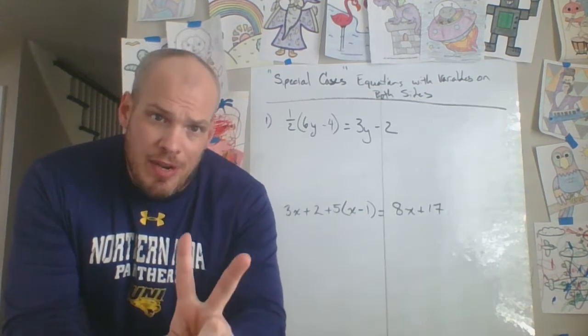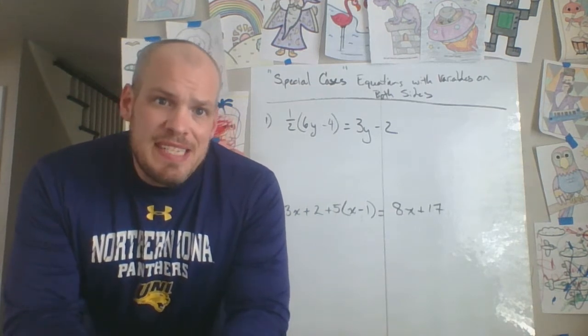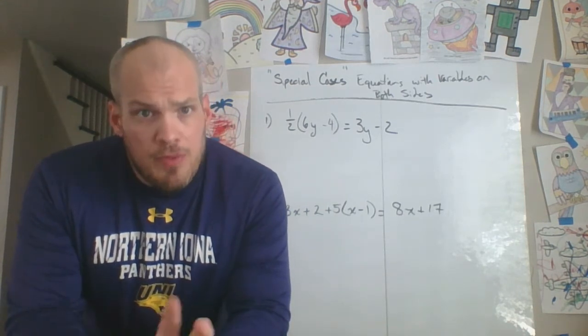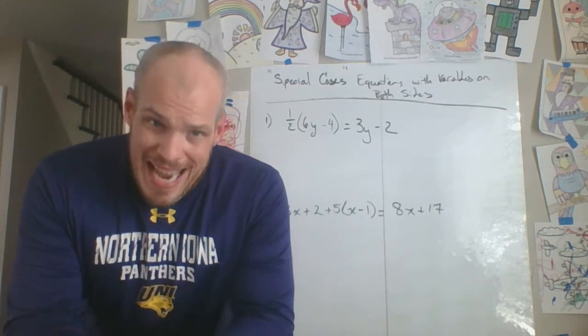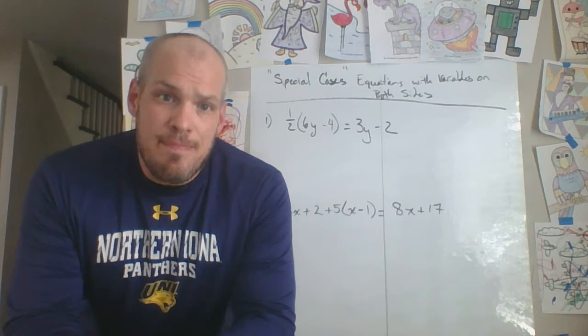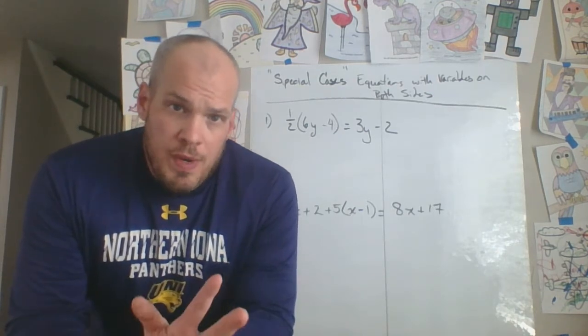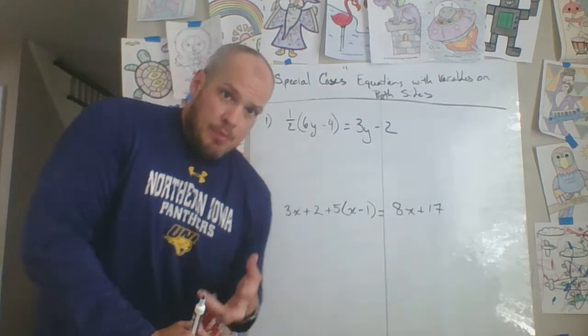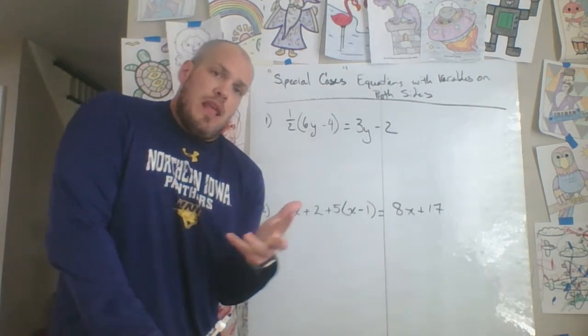There's two different special cases, but they look very, very similar. When we have the same number of variables on both sides of the equation, our variables subtract out and we're left with a statement. And that statement drives what our answer is. So here's two examples. Let's go through these two examples. They're two different special cases, and then we'll solve.